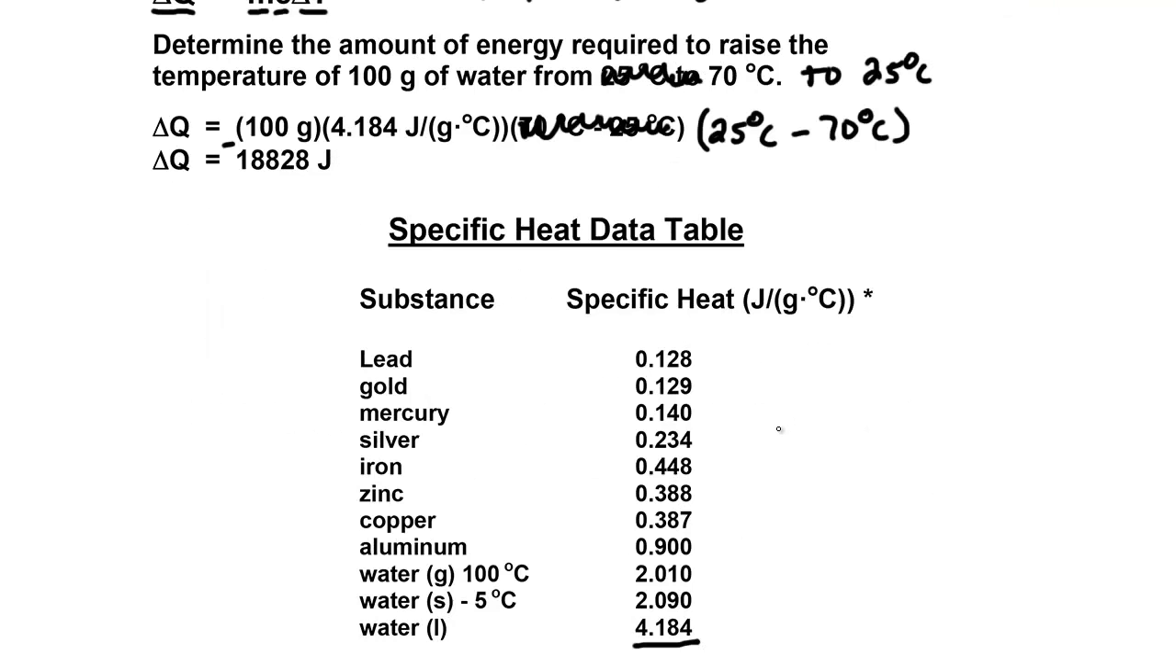Now if we have a different material such as lead, gold, mercury, or silver, then we have to make sure that we use the specific heat of that material, because every material has a different specific heat. All materials will transfer energy at different rates. Specific heat is the amount of energy it takes to raise the temperature of 1 gram of a material by 1 degree Celsius.